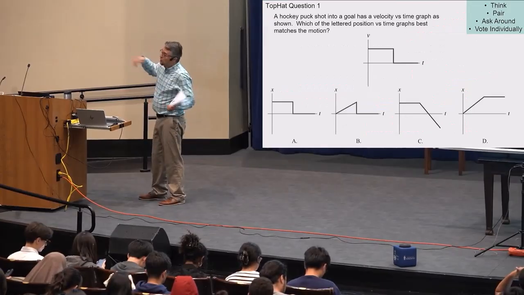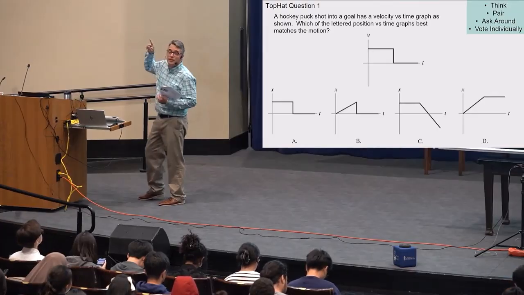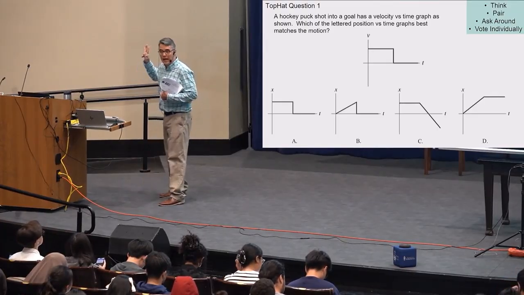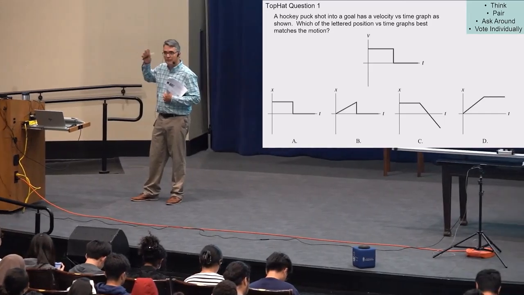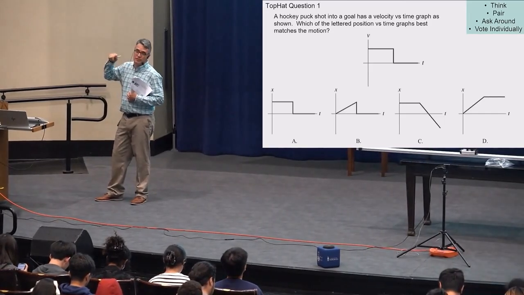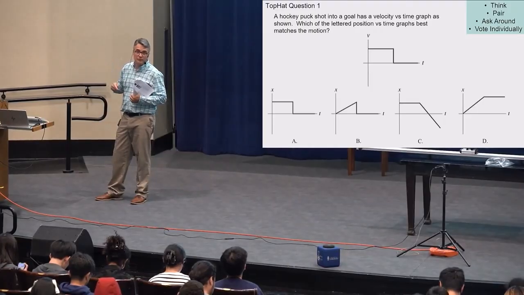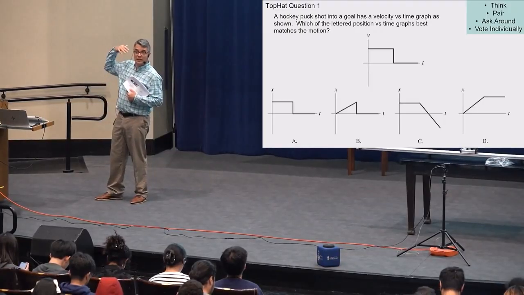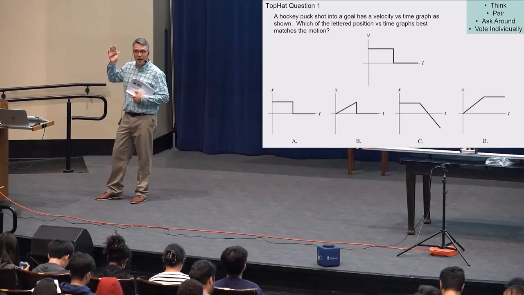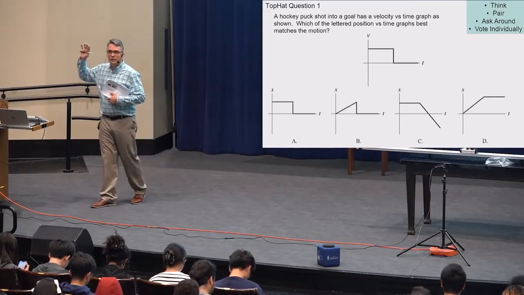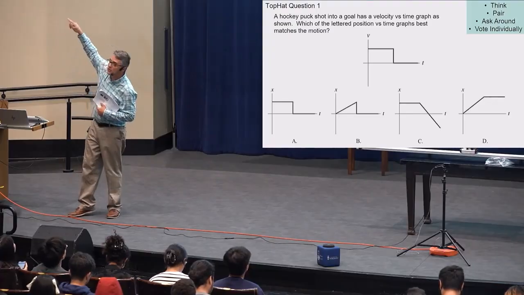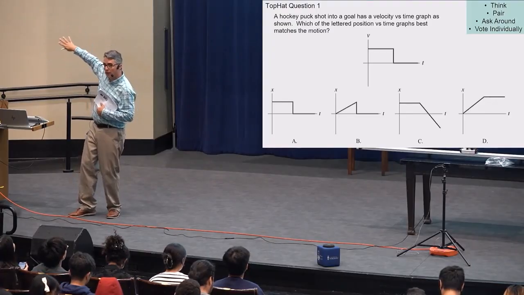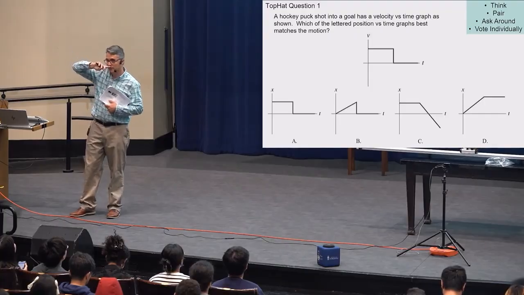A hockey puck is shot into a goal, and it has the velocity versus time graph as shown. We're going to talk a lot more about graphing everything versus time. So you can graph position versus time. We've done a lot of that. If you take the slope of the position versus time graph and graph that, you get the velocity versus time graph. So this thing on the top is the slope of one of the 4 graphs on the bottom.